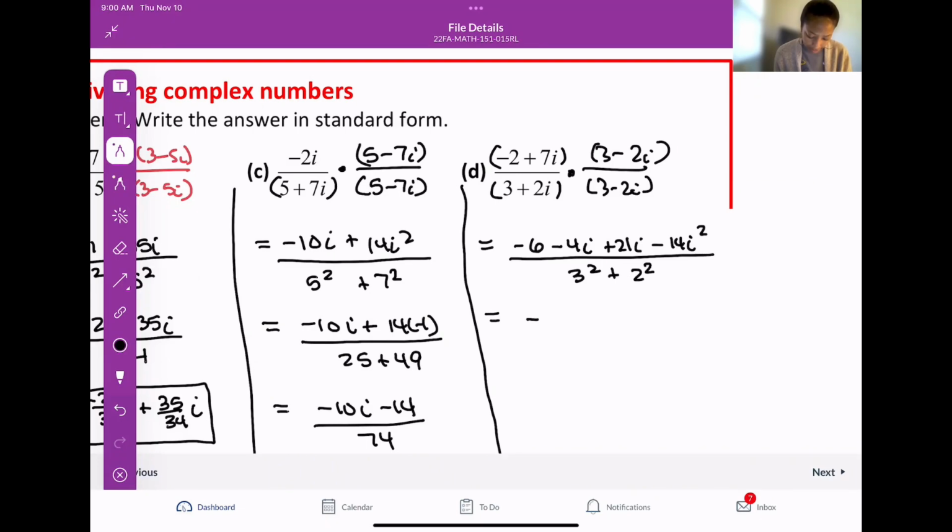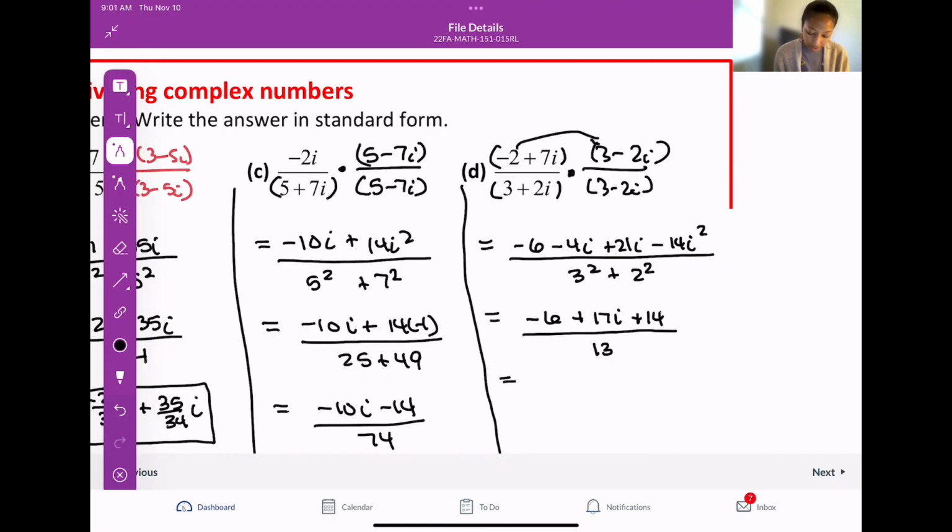All right, so that's negative 6 plus 17i, and then minus 14i squared would be a plus 14, because the i squared gives us a negative 1. And then it's over 9 plus 4, which is 13. All right, we're almost done. Negative 6 plus 14. Did I math wrong? I did math wrong somewhere. All right, I almost made it without a mistake.